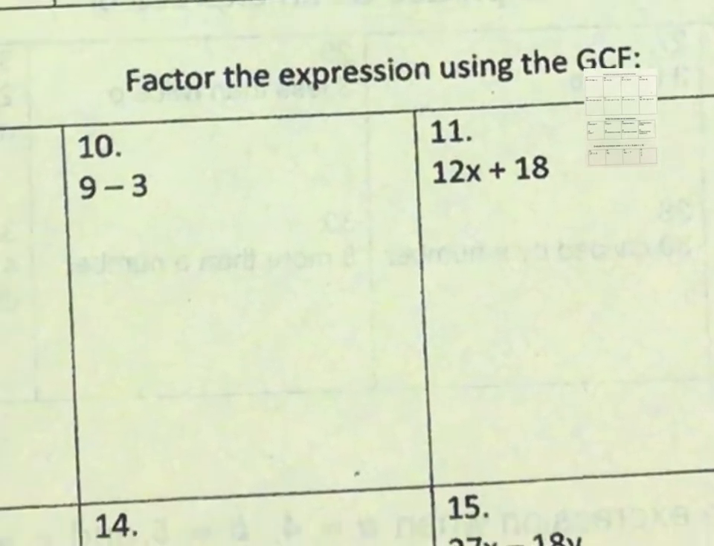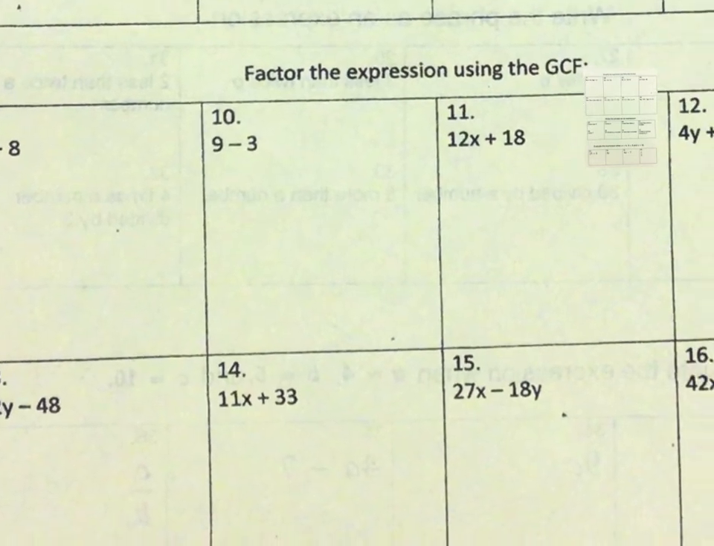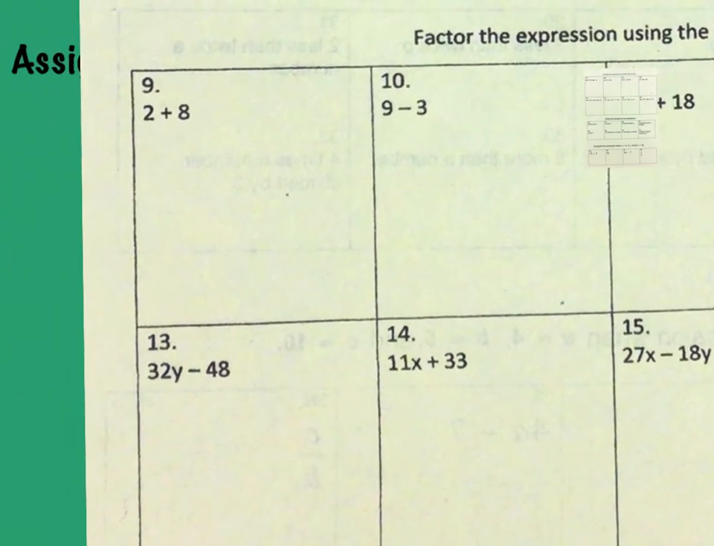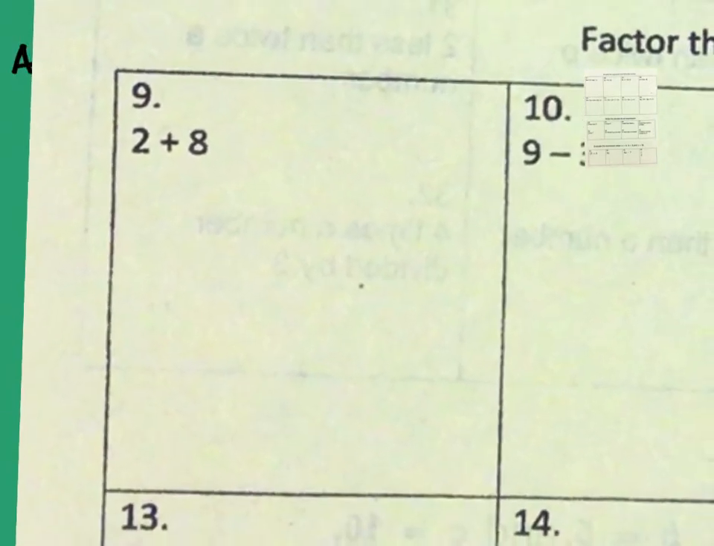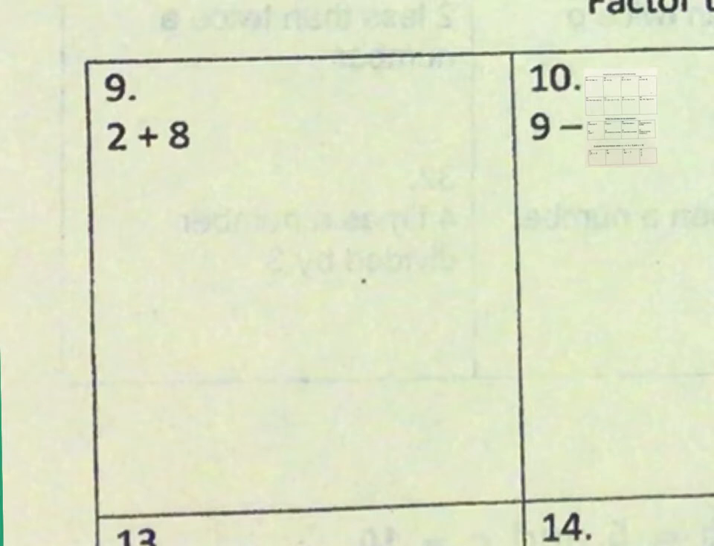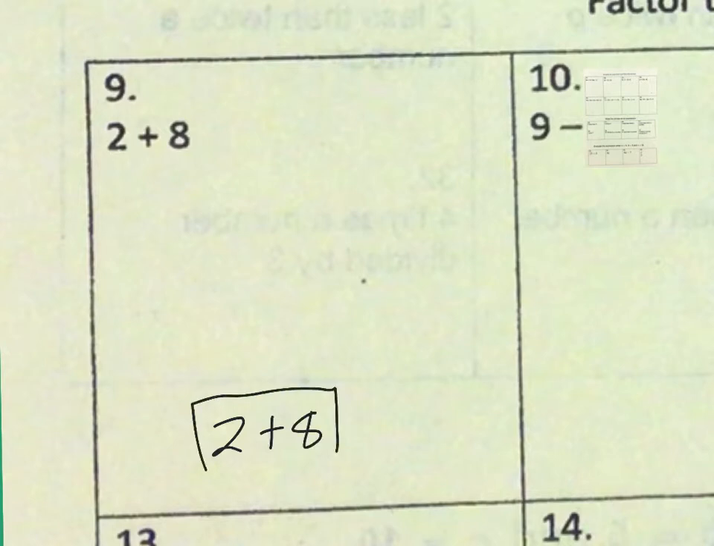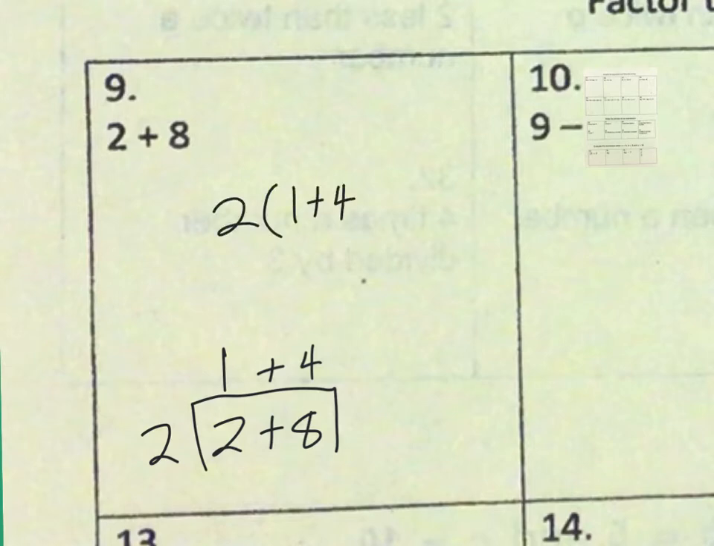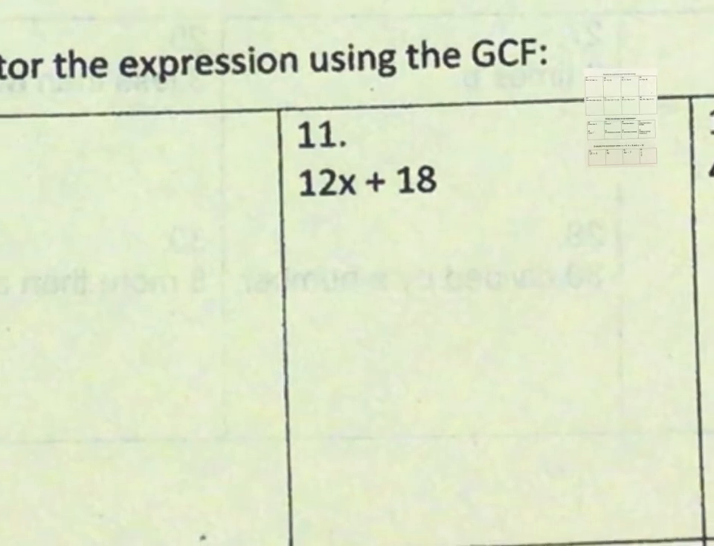Let's go down here, and it wants us to factor these expressions using the greatest common factor. Now, we have some good practice at factoring, and we're going to use the cake method for this. So I'm going to start down here and go 2 plus 8. What numbers go into 2 and 8? Well, 2 does. This will become a 1 and this will become a 4. I can't go any further in factoring that. So my answer is 2 parentheses 1 plus 4. Not too bad.